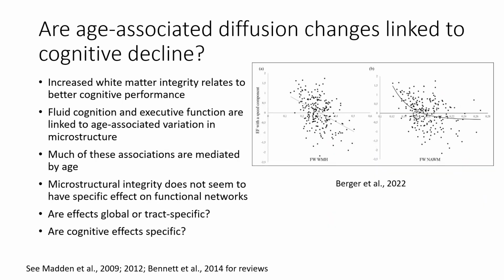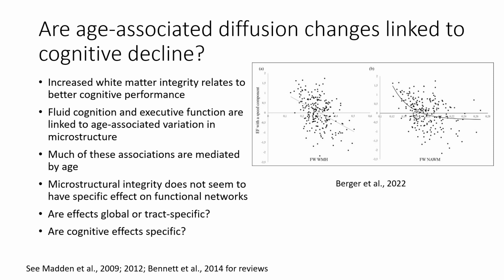Several studies have examined associations between age-associated changes in diffusion microstructure and cognition. Generally, these studies show significant associations between diffusion microstructural measures and cognition across multiple cognitive domains, with substantial effects in fluid cognition and executive function. Much of these associations are mediated by age, and removal of age variance from the models weakens the associations. Microstructural integrity does not seem to have a specific effect on functional networks. That is, although there may be associations with white matter integrity and functional connectivity measures, these associations do not seem to be specific to the structural connections of those functional networks, at least within the typical range of variation.